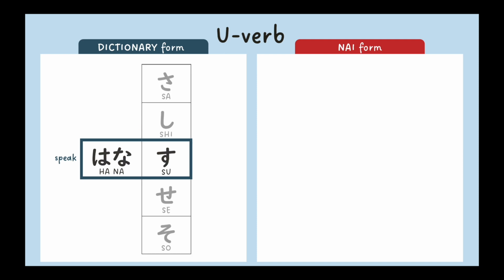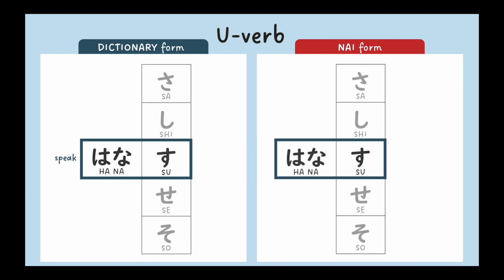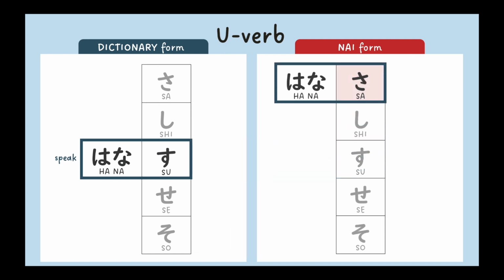Another example is hanasu, to speak. Hanasu ends with su in sa-shi-su-se-so. So for step 1, change the ending from su to sa by going up to the a row and add nai. So hanasu becomes hanasanai.